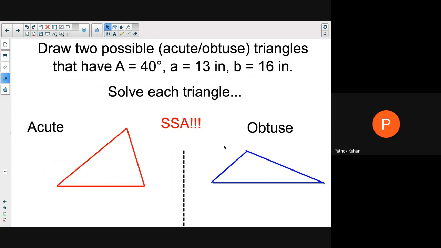This is not how the questions are going to be phrased in the textbook or on an assessment. It'll just give you the information for the triangle and say solve it. And you're expected to know if the information provided leads to exactly one triangle, exactly two triangles, or no triangles.